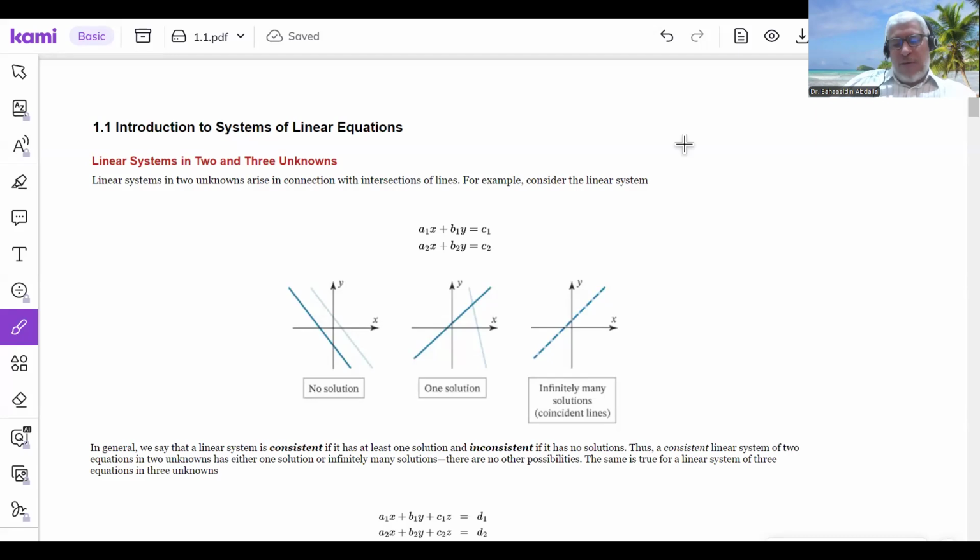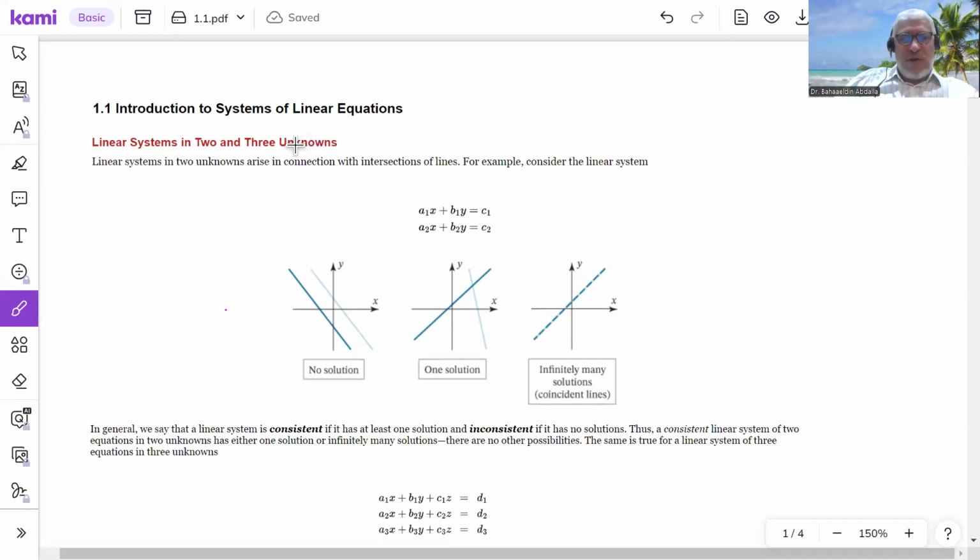This is Math 223 Linear Algebra, and we will use the book of Anton, Elementary of Linear Algebra with Applications, 12th edition. And let us start with Chapter 1, which is about systems of linear equations and matrices. So, Section 1.1, Introduction to Systems of Linear Equations.